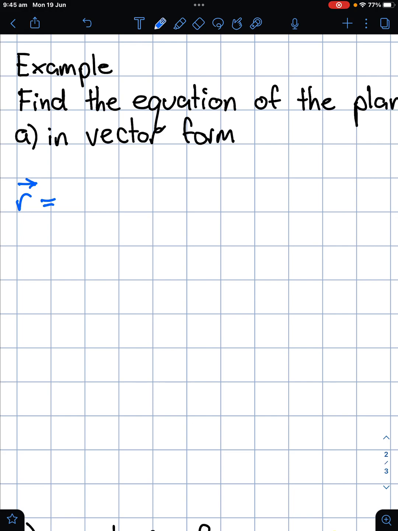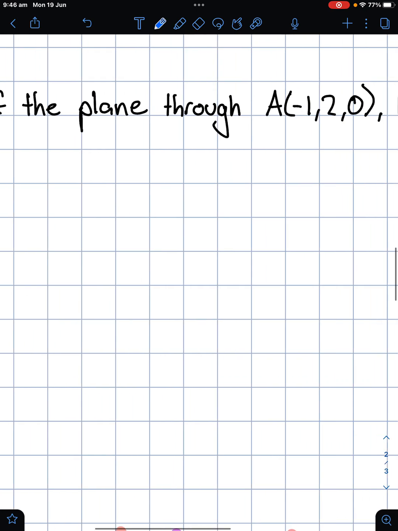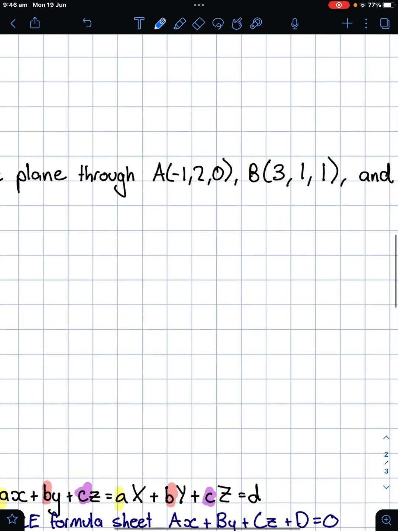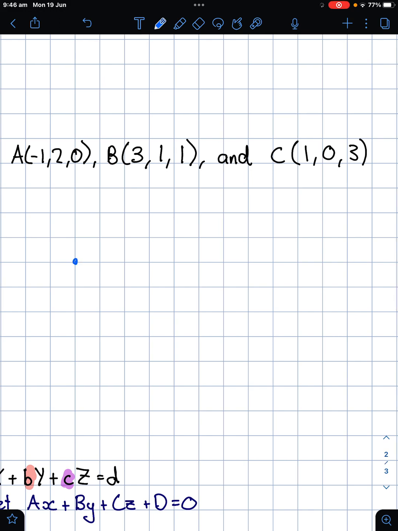Our form of the equation here is going to be r equals A plus s of, I'll just use V, plus t of W, where these are just direction vectors. So if we think about this problem, I'll just draw it out a little bit. A here is (-1, 2, 0), B here is (3, 1, 1), and C here is (1, 0, 3).